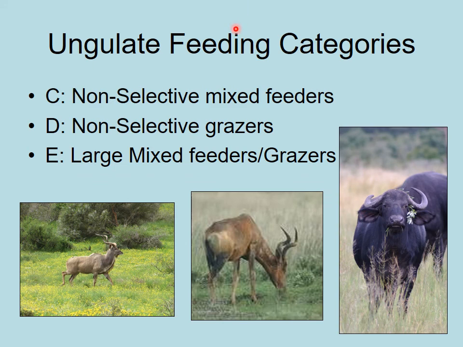You get non-selective mixed feeders, species such as impala. They're not terribly selective. You have non-selective grazers, which are often species like buffalo and also species like zebra. And then you have large mixed feeders and large grazers. Large mixed feeders are species like eland. Large grazers can include species like buffalo and also, in some instances, zebra. So ungulates can fall into both categories, or a couple of categories.